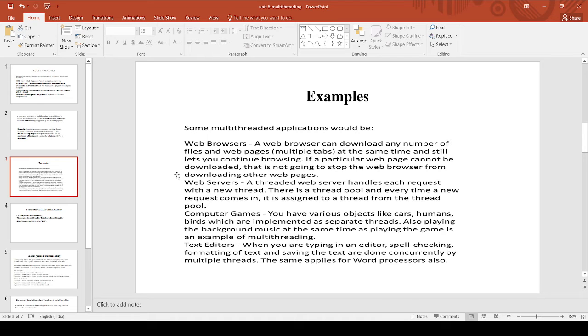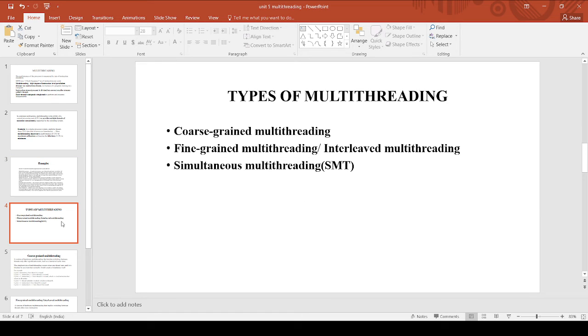A threaded web server handles each request with a new thread. There is a thread pool, and every time a new request comes in, it is assigned to a thread from the thread pool. Another example, consider computer games. In games, many objects like cars, humans, and birds are implemented as separate threads. And the next example is a text editor. When we are typing in an editor, spell checking, formatting of text, and saving the text are done simultaneously by multiple threads.